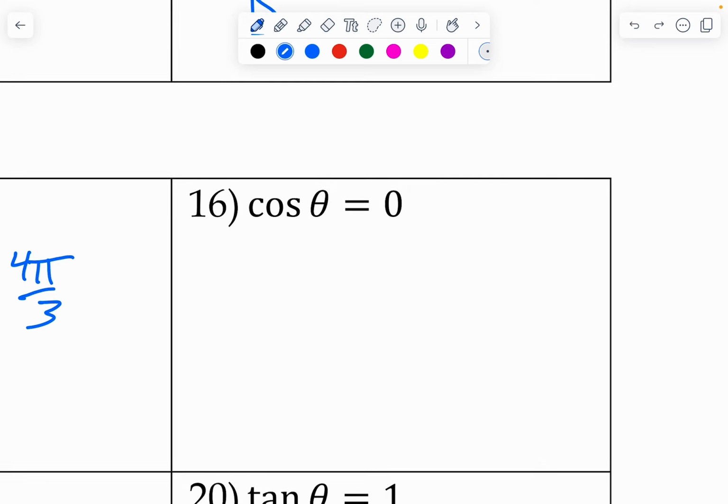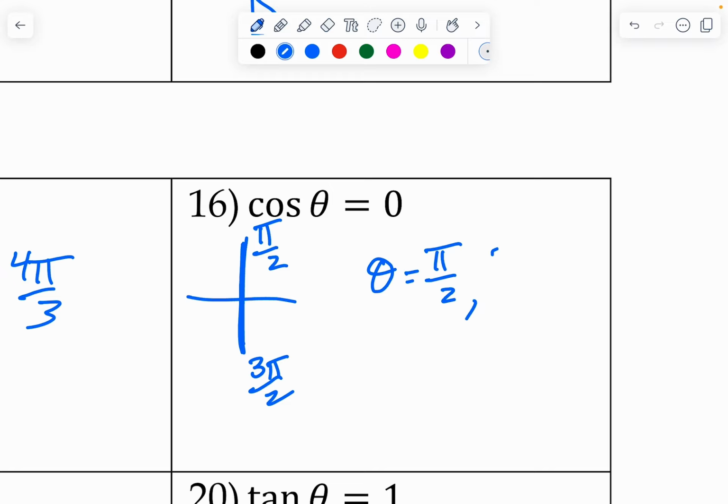Cosine equals 0. Cosine is my x. I want to know when does my x not move at all? Well, here. So this one is at pi over 2, and this one's at 3 pi over 2. So theta would equal pi over 2, comma, 3 pi over 2.